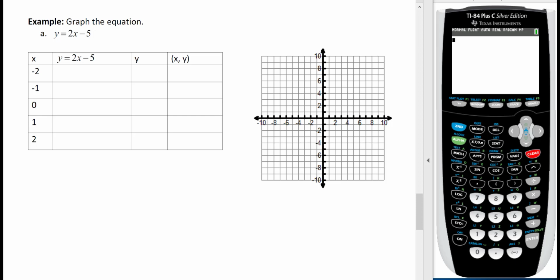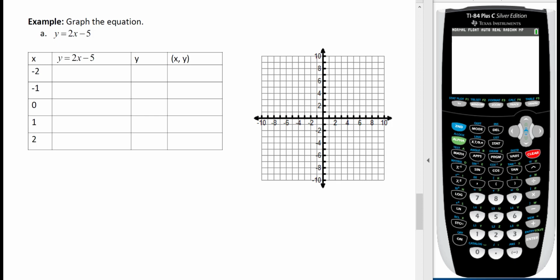In this video, we will graph a linear equation using ordered pairs. Our first equation is y equals 2x minus 5. First of all, let's create a table of values. So with y equals 2x minus 5, we have the x values of -2, -1, 0, 1, and 2.